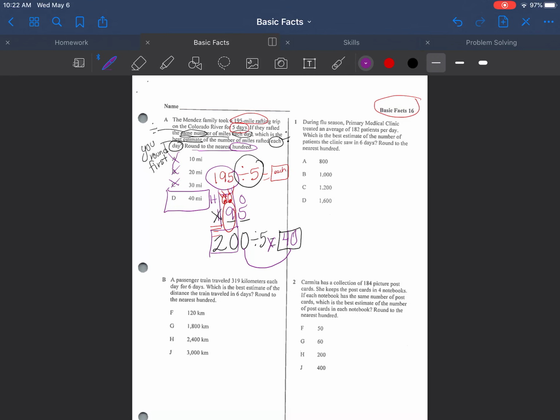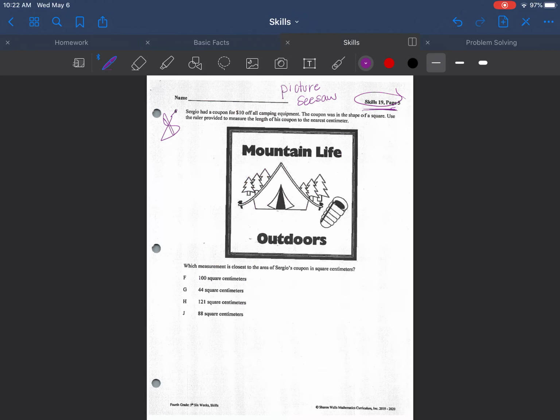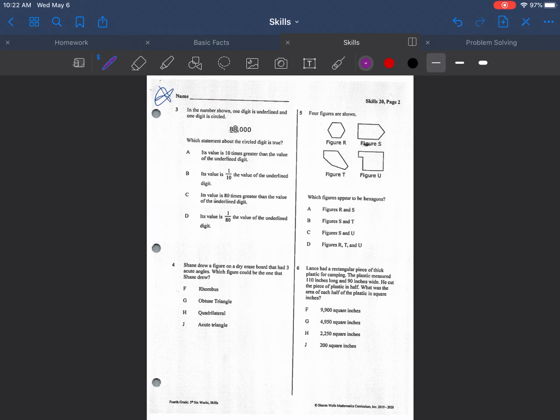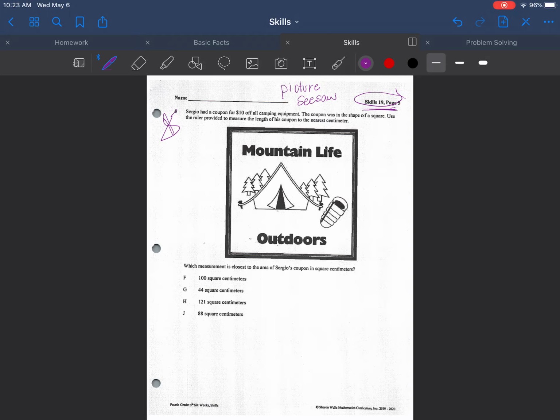Remember to take a picture and upload to Seesaw. If you can't, you can always send me a picture on my phone as well. But you're going to only take a picture of your skills. The basic facts, you do not need to take a picture. Unless you want me to check it, you can always do that and I can give you feedback. But I do need skills 19, page 5. I need picture for skills 20, page 1. And picture for skills 20, page 2.